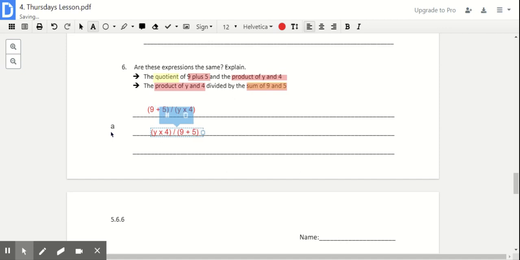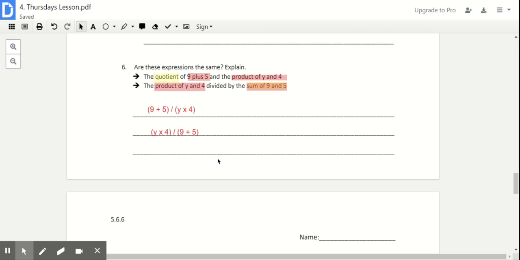Now, we realized here that the information in our two groups is the same, but the way that they're set up is different. So, are these expressions the same if we were able to solve these? Yes or no? No. So these expressions are not the same. Why are they not the same? Correct, because order matters when we are doing division.